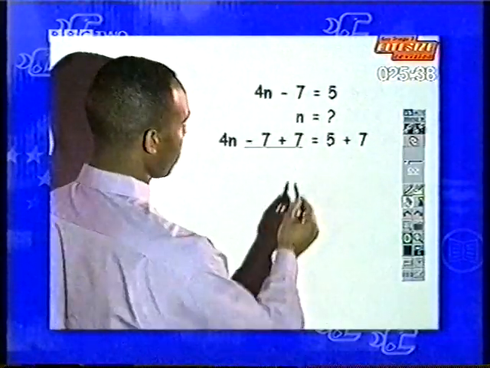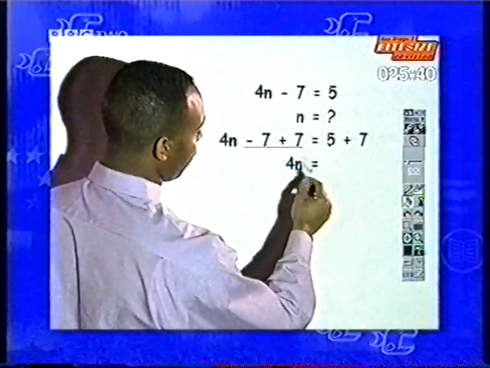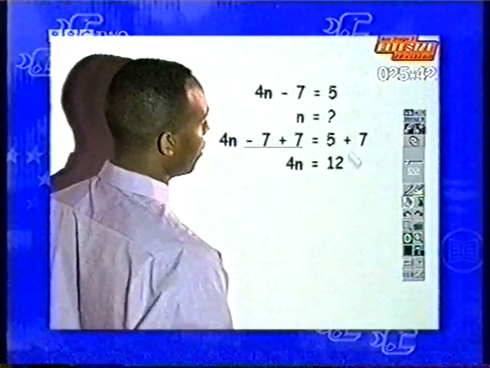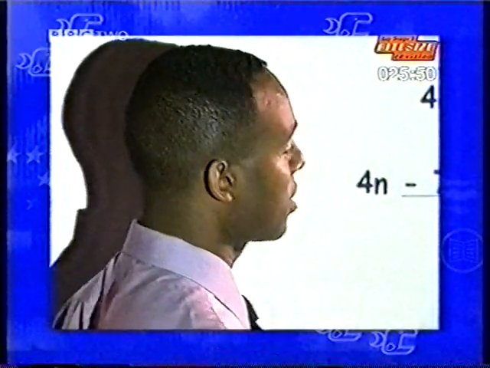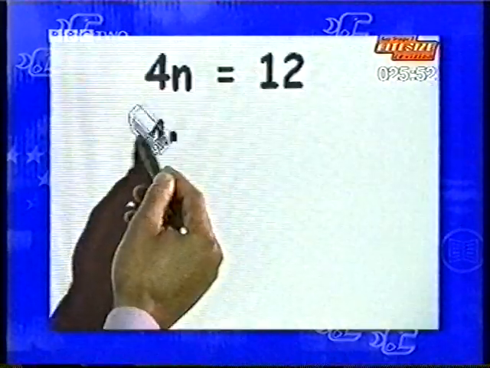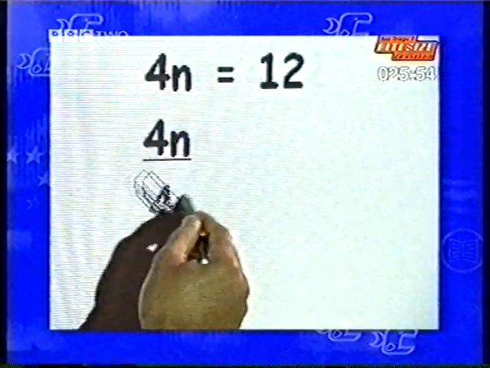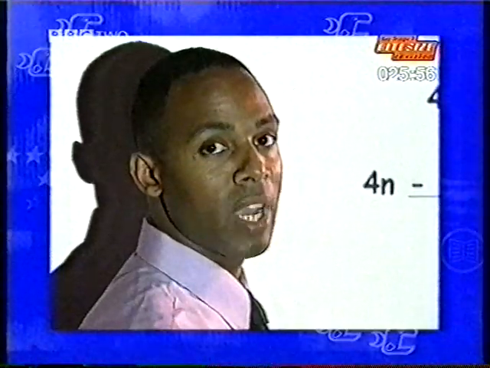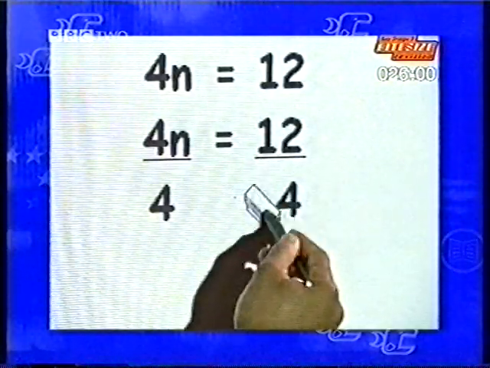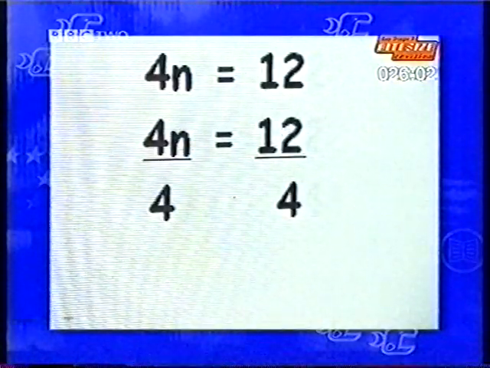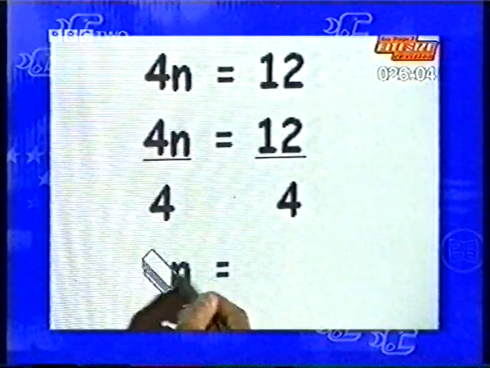What do we have now? 4n equals 12. Right, we've got 4 times n. To get n on its own, we divide by 4, remembering a number divided by itself equals 1, or 1n. So 4n over 4. Doing the same to the right-hand side of the equation gives us 12 divided by 4. So what does that give us?